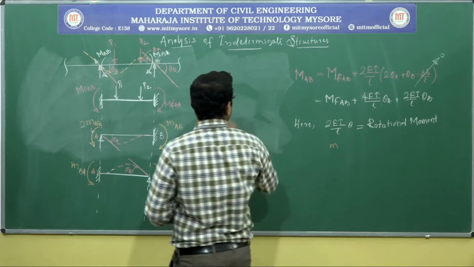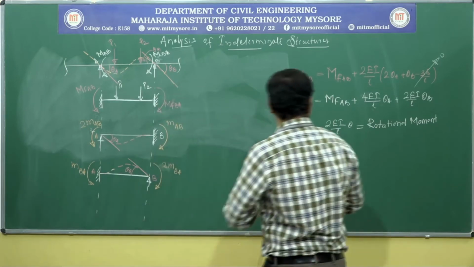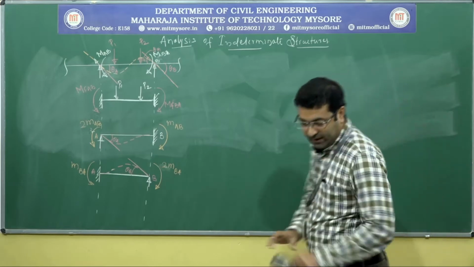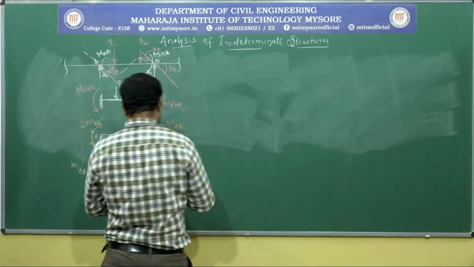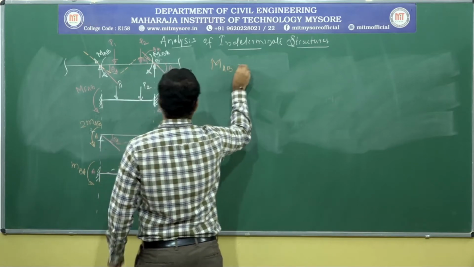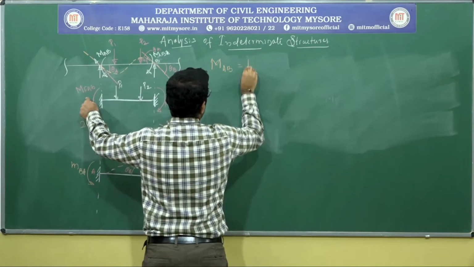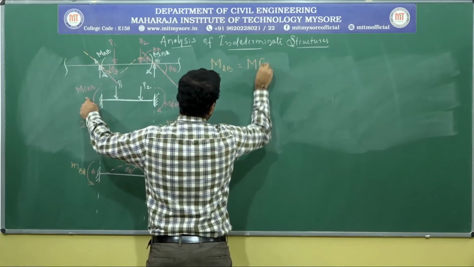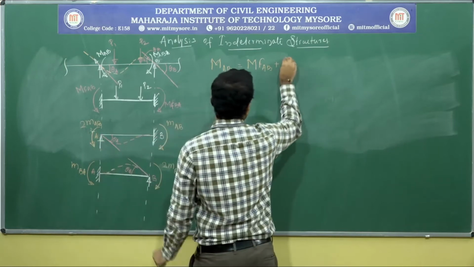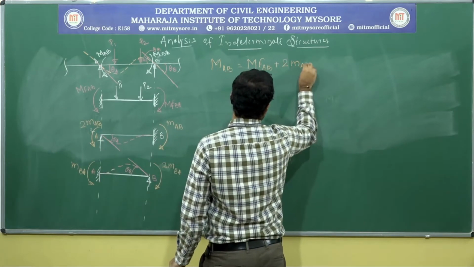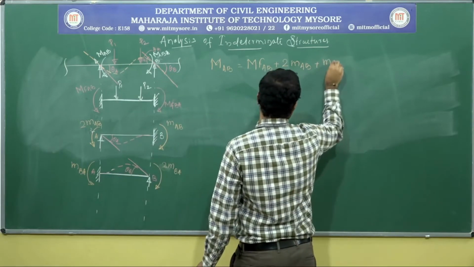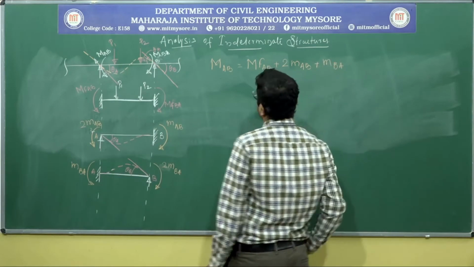So here I can write MAB is equal to MFAB plus the rotational moment, that is 2 times MAB plus this rotation moment, that is MBA.